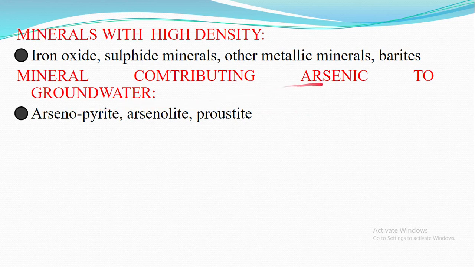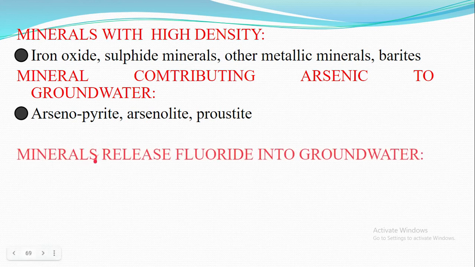Every mineral has a certain limit. If it crosses the limit, we call it contamination. So in our area in Assam, some of the rocks have arsenopyrite. They leach out to the groundwater, and the groundwater will be enriched with arsenic, and it will flow toward different areas. Then, fluoride into groundwater.